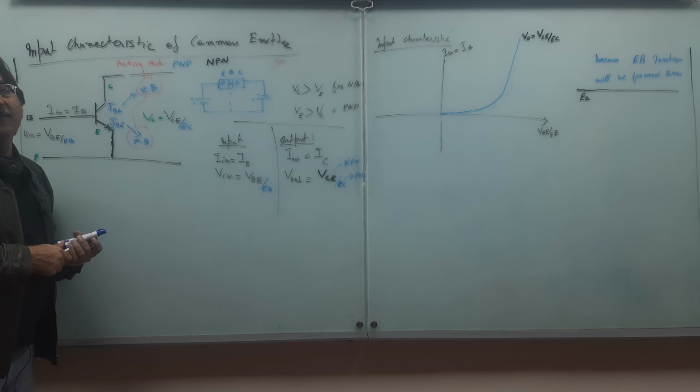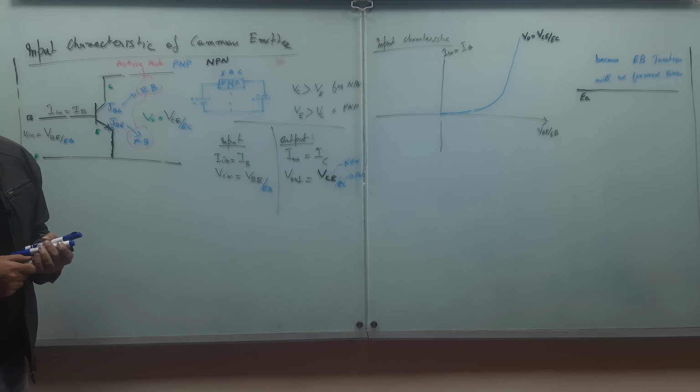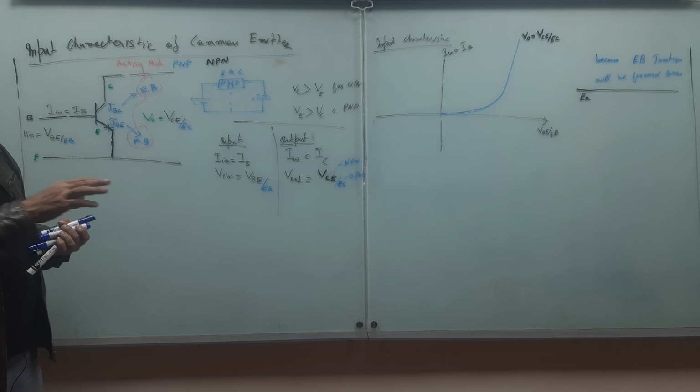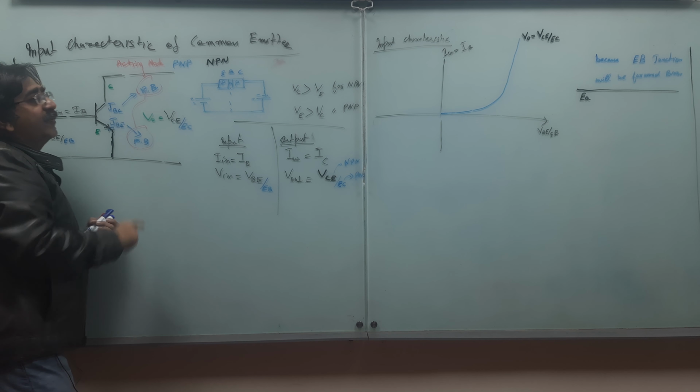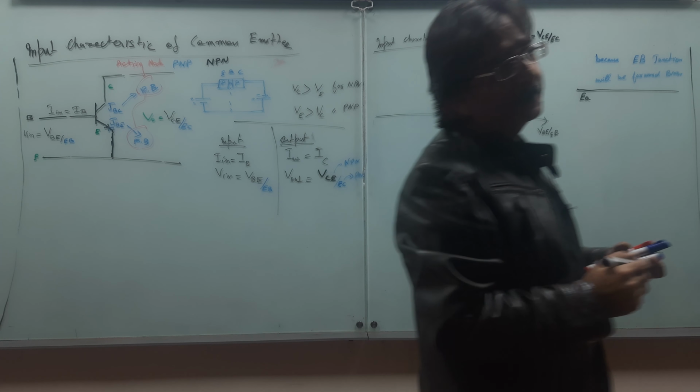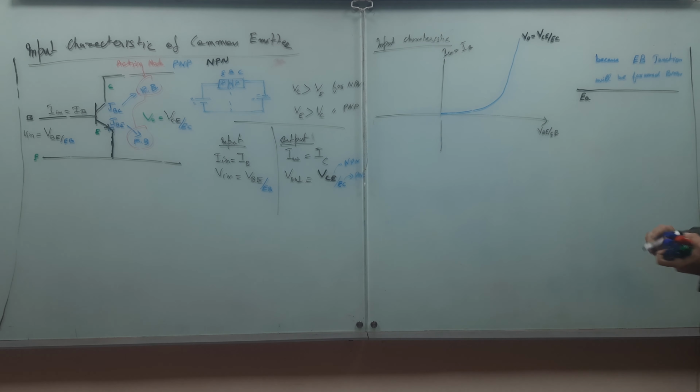So what is the difference between saturation mode and active mode? I will explain it. In saturation mode, both will be forward bias. I will be explaining it later. Okay, both will be forward bias.